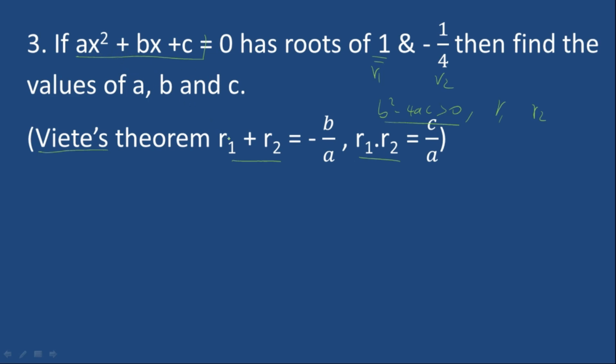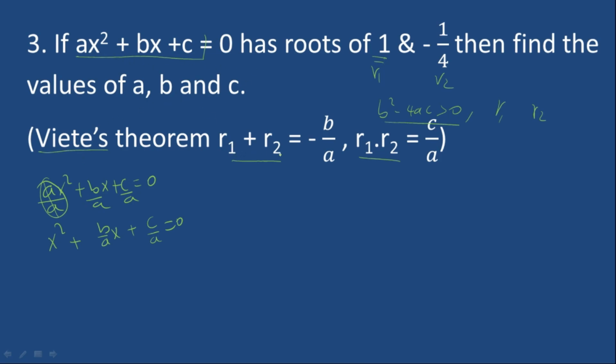So to solve this one, we have two roots: r1 is 1, r2 is minus 1 over 4. So let me bring it over here. ax squared plus bx plus c is equal to 0 means we divide all the numbers by a first, because we have to make the coefficient of x squared equal to 1. Finally, x squared plus b over a x plus c over a is equal to 0.